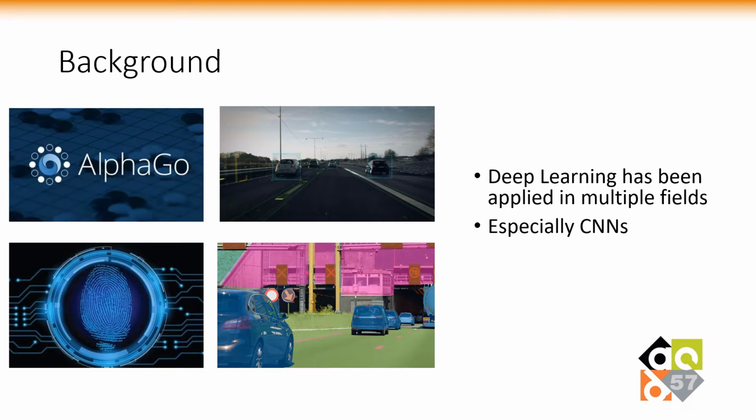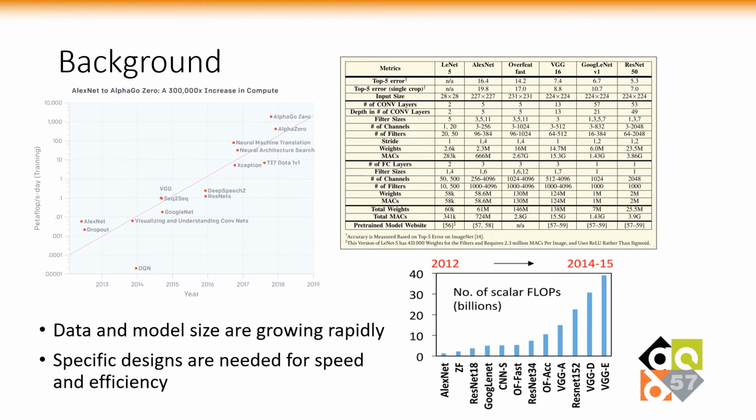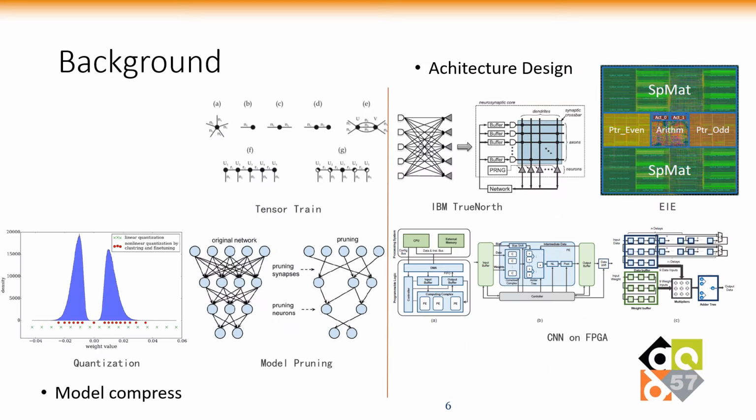We all know that deep learning has become a powerful tool in many areas. In particular, convolutional neural networks, or CNN, perform very well in most computer vision problems. However, in the past few years, although the precision of CNN models has become higher and higher, the size of the models is growing rapidly as well. Thus, specific designs from algorithm to hardware are needed to achieve higher speed and efficiency.